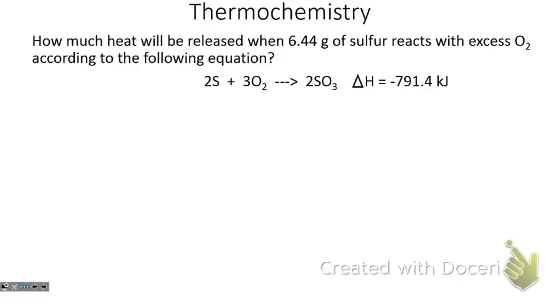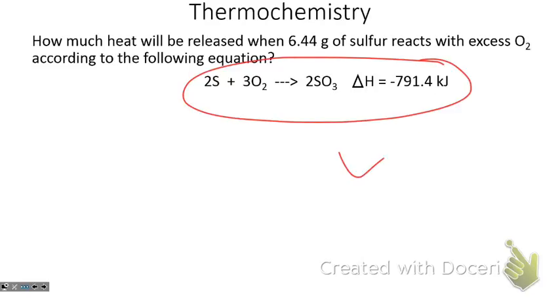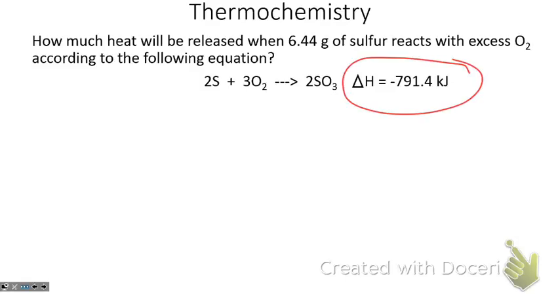Okay, another thermochemistry problem here. This time we are given a balanced chemical equation. I should always check to make sure it's balanced. And we're also given the change in enthalpy here, kind of hanging off of the end there. So we got our change in enthalpy in kilojoules.